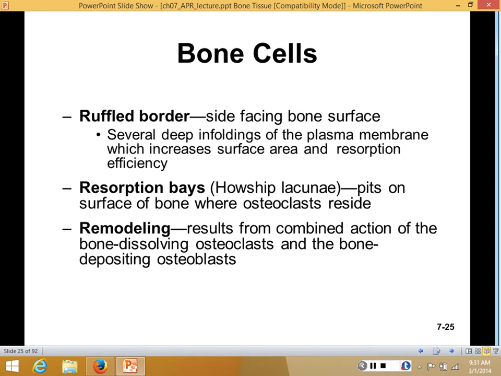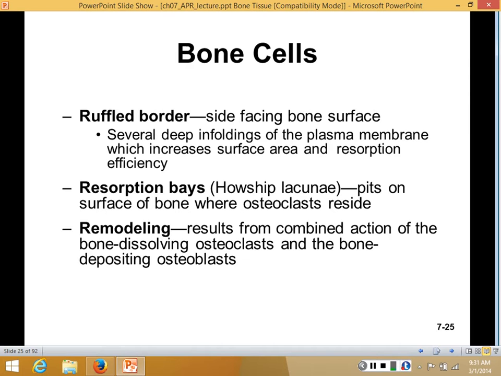Resorption efficiency. We're going to talk about bone resorption a little bit later. Osteoclasts live in your resorption bays. Remodeling results from the combined action of your bone dissolving osteoclast and your bone depositing what? Osteoblast. Okay? So when they etch their way into bone, we're about to talk about bone resorption. There are two things involved: an enzyme and an acid. When they release that acid, that's how they're able to eat their way into the bone and just kind of live there.